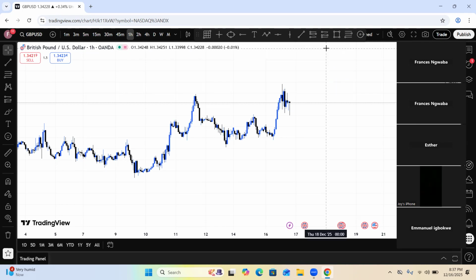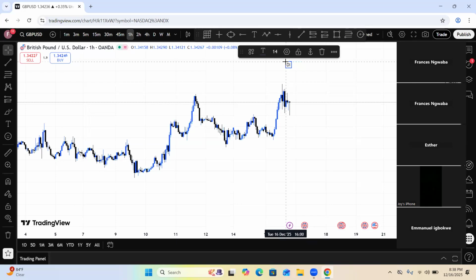So now you have to understand the different types of traders and know what kind of trader you want to be. So that is what we're going to learn now. Different types of forex traders.